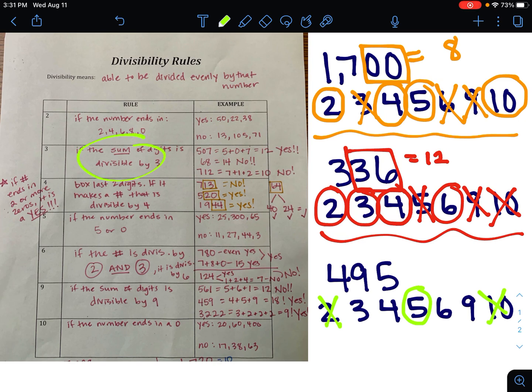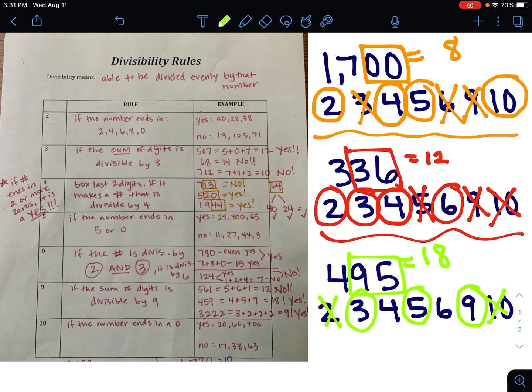3 and 9 go together because they're about the sum, so I always do those together. We've got to add up the digits before I know that. 4 plus 9 is 13, plus 5 makes 18. I'm writing it down so I don't forget because I'm going to have to do the same thing with 3 and 9. 3 is a yes. 3 definitely goes into 18 evenly. So does 9.